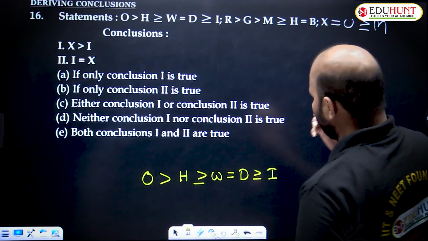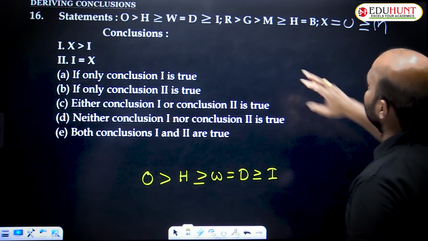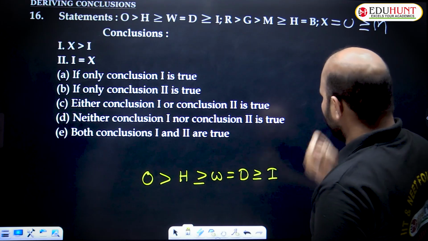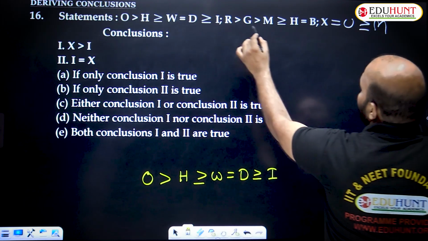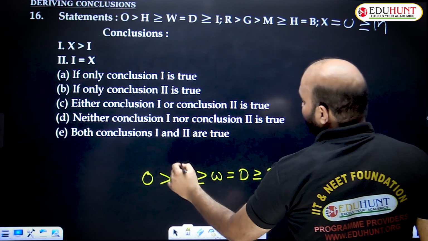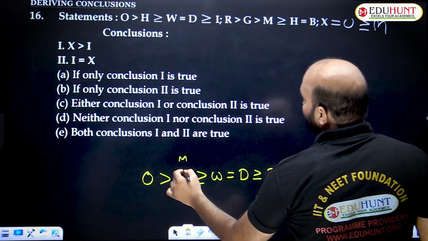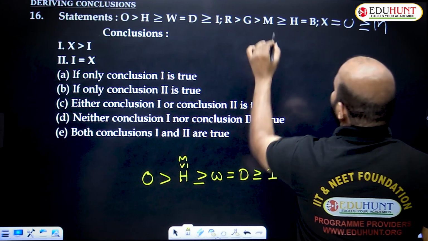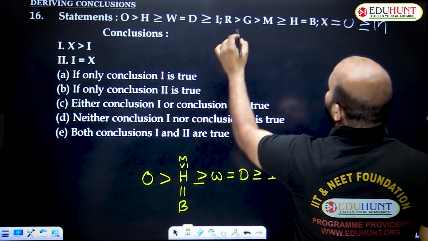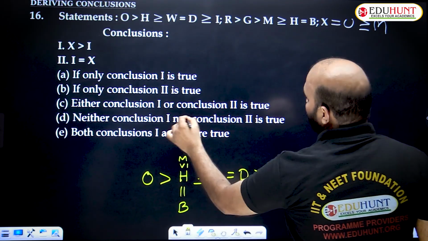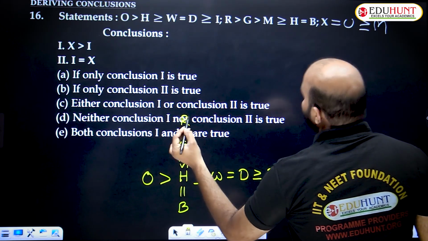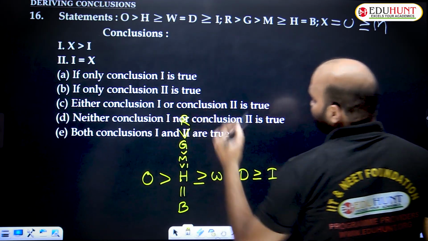What is the next link given? R, G, M, H, B. H is already given, so M to H is already given: M is greater than or equal to H, H equals B. Next link given: R is greater than G. Again, G is greater than M.